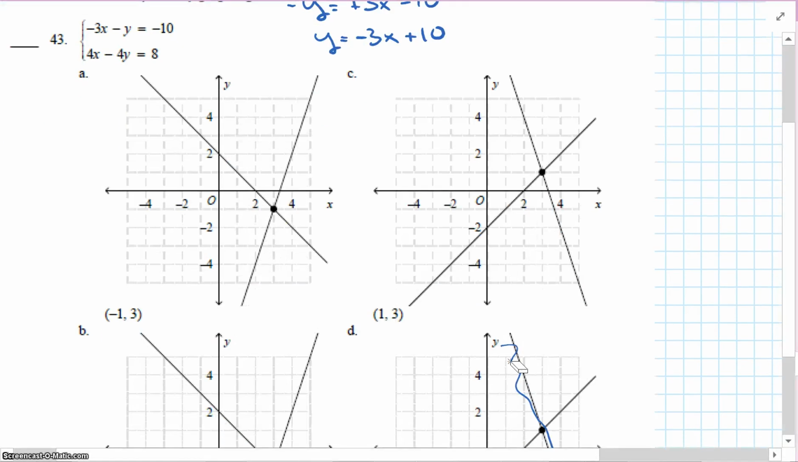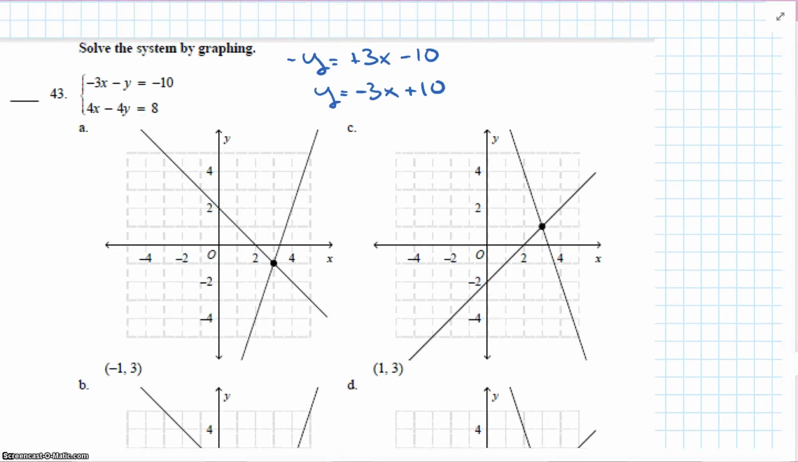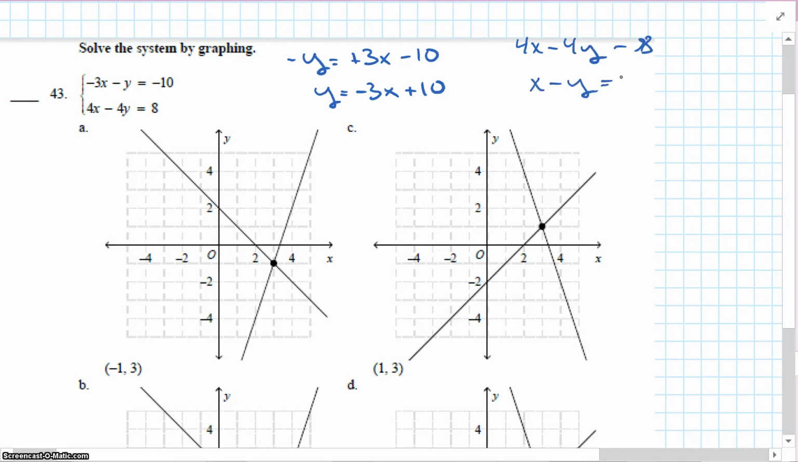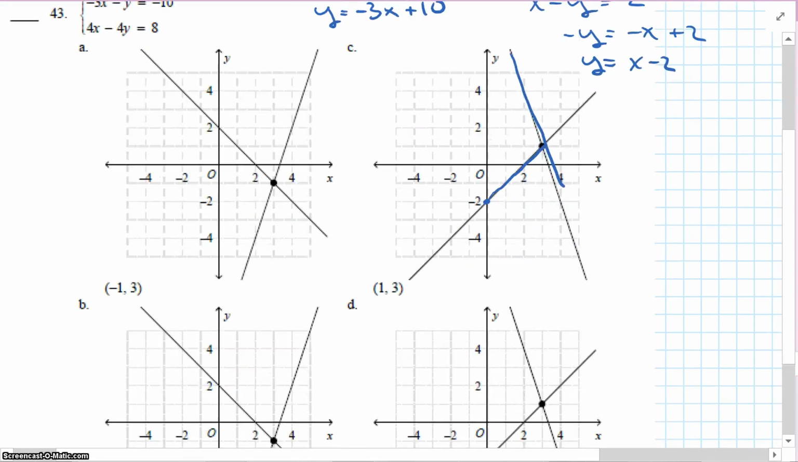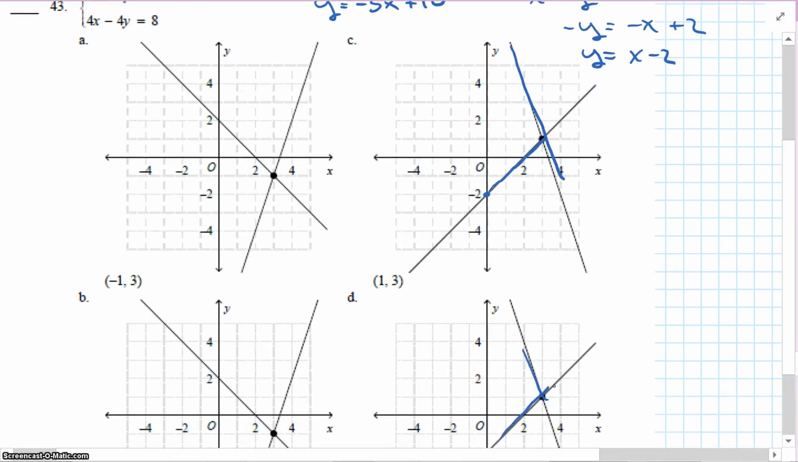So I know it's one of those two. The next one is 4x - 4y = 8. I'm going to divide everything by 4, so I get x - y = 2. I'm going to subtract the x over, so I get -y = -x + 2. Now I'm going to divide everything by negative 1. So y is going to equal x - 2. So C works, but so does D.